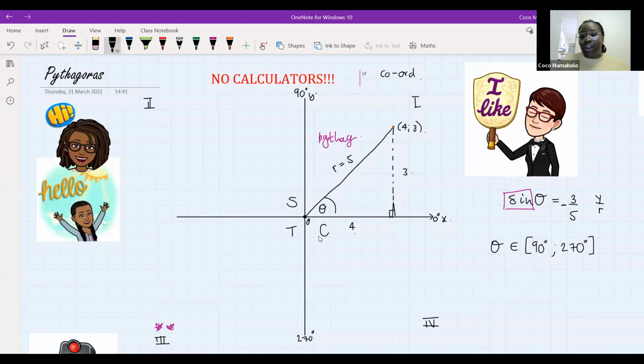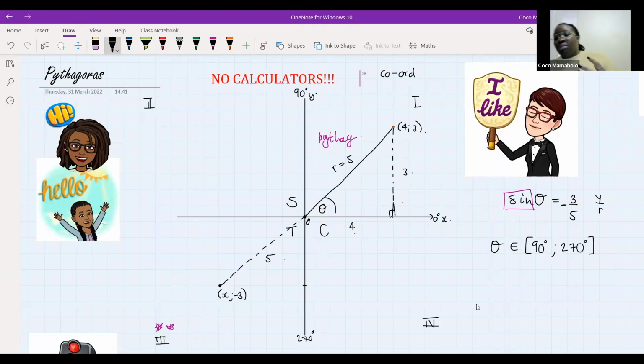So we can then look at this as being, remember that's y, so we're going to go negative three down, and our radius, we're just going to draw a random point because at the moment we don't know what our x value is. We're going to say that our y value is negative three, our x value is x, we don't know what it is yet, and we know that our radius over here will equal five.